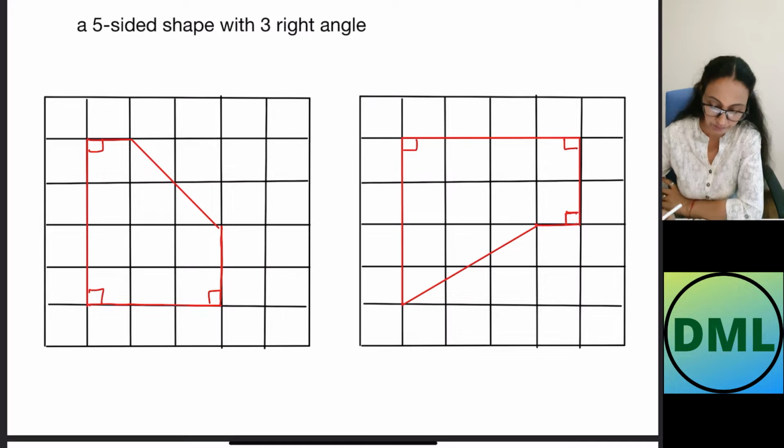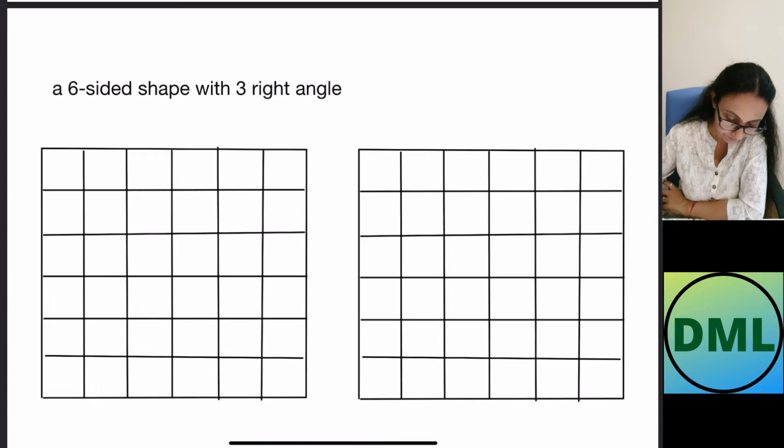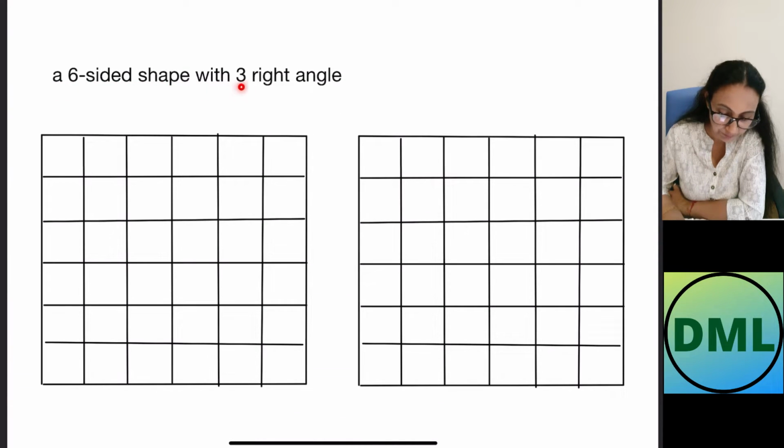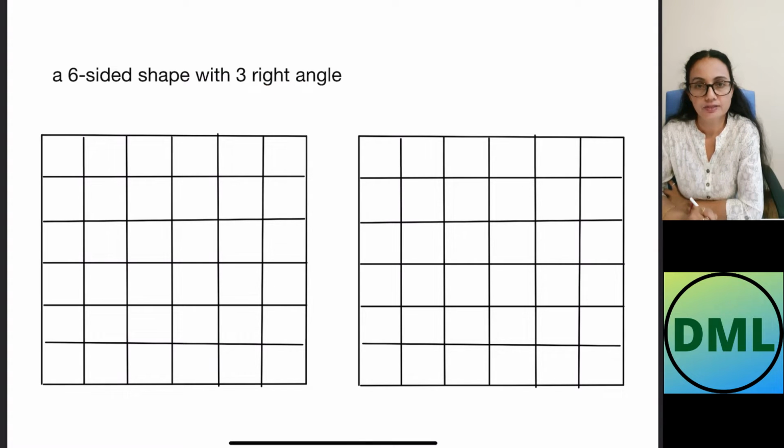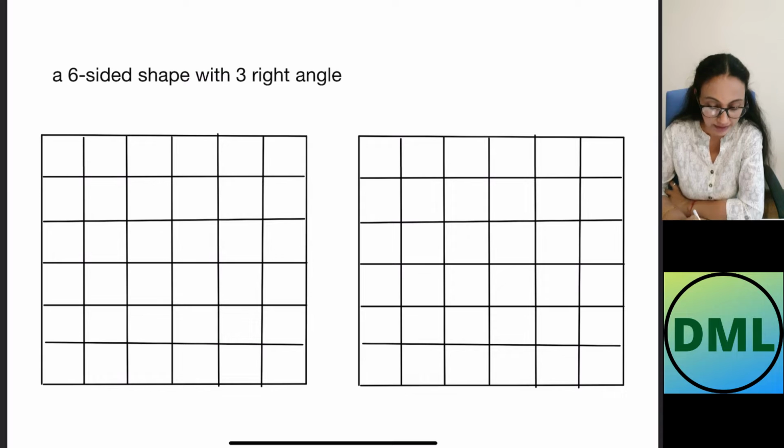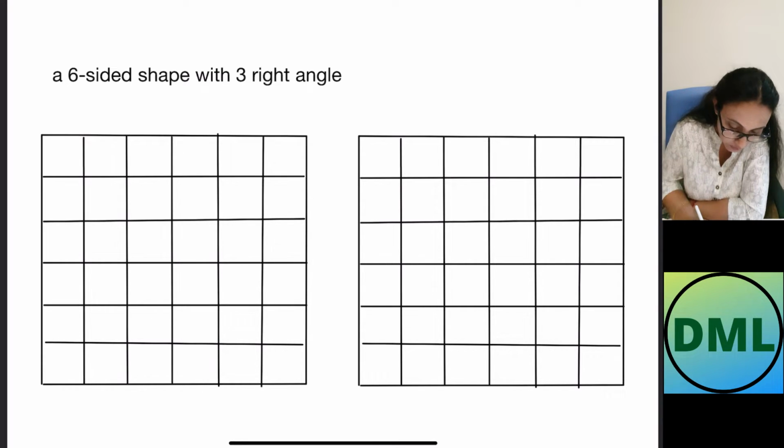Let's see one more example. A 6-sided shape with 3 right angles. I need to draw 3 right angles. First I will start with 3 right angles and then I will make a 6-sided shape. Let's start it. So I'll start from here. So I'll go like that. This is my first angle. This is my second angle. This is my third right angle.